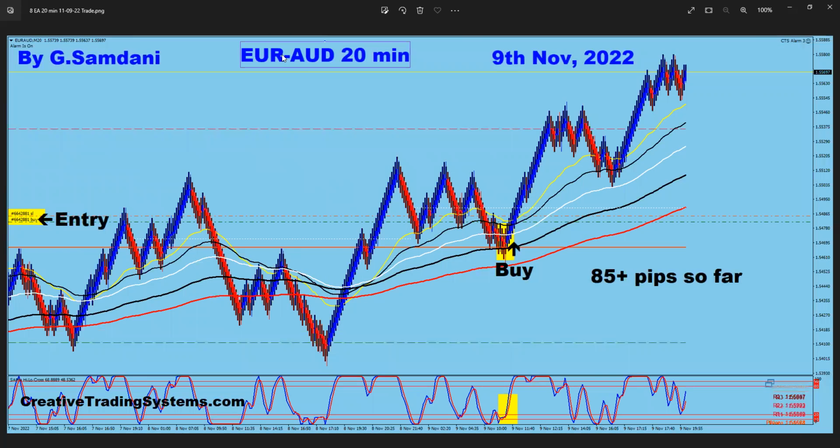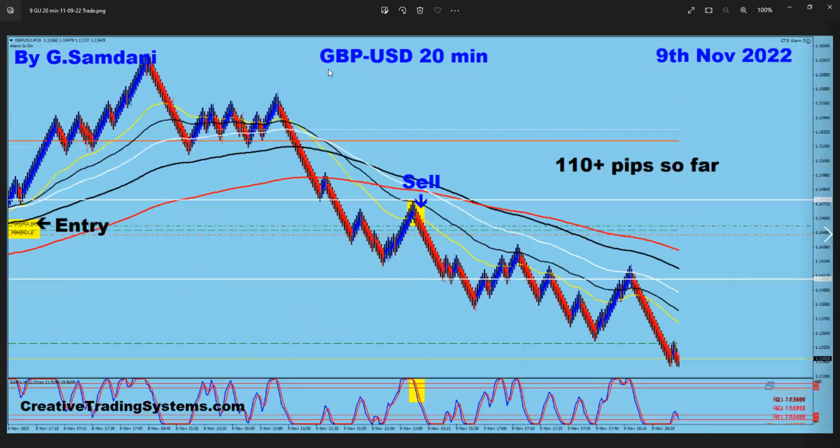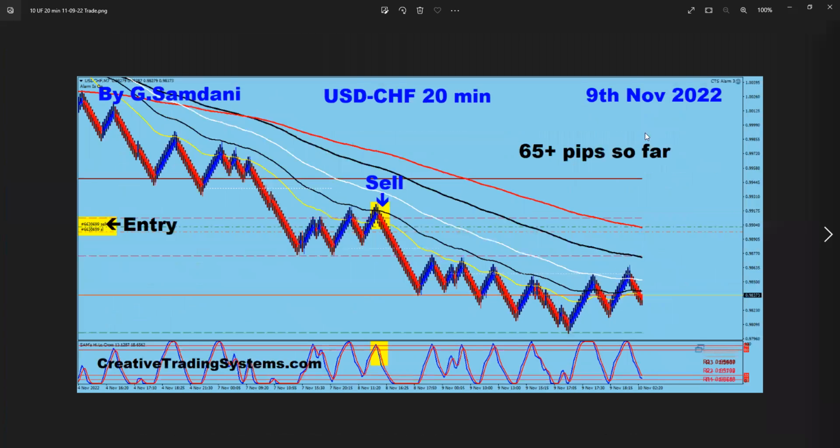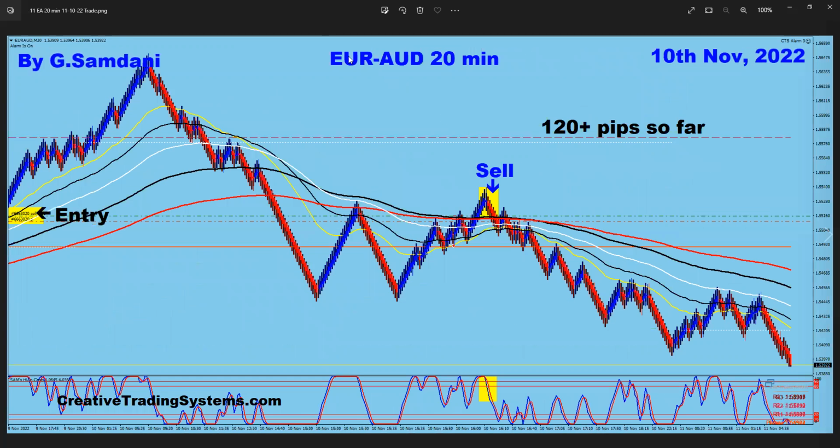On the 9th, AU long side 85 pip, and then GU on the 9th, sell order here. This is the place of order at the setup, and it went down for 110 pip. On the 9th, UC sell order here for 65.